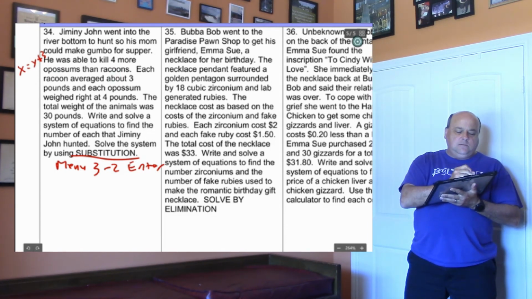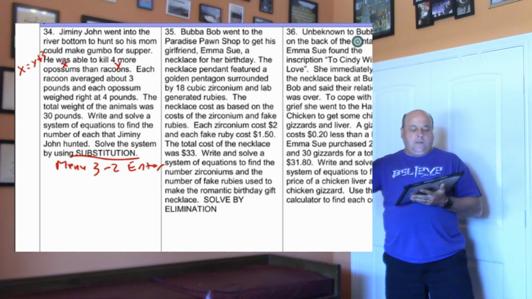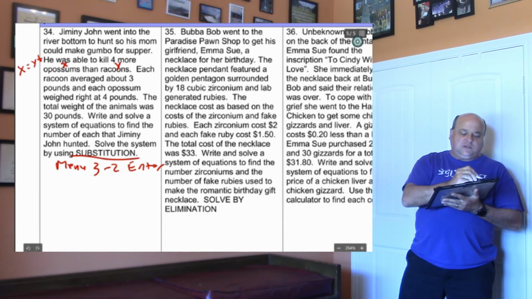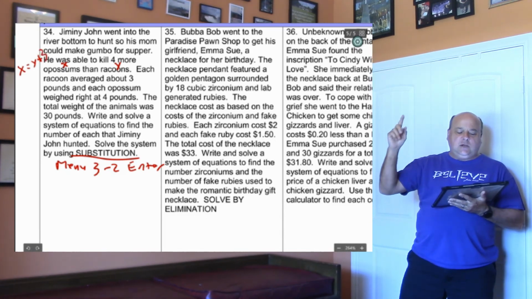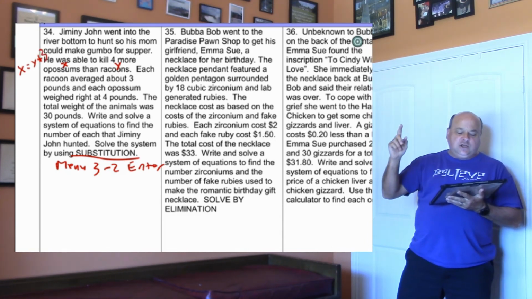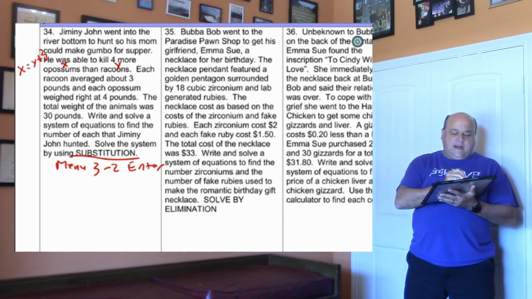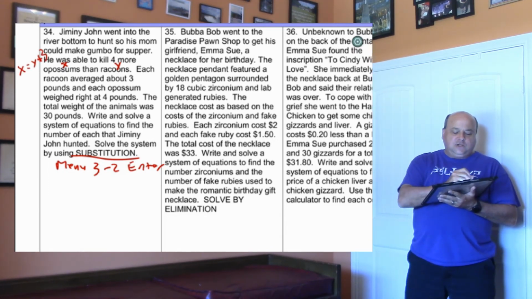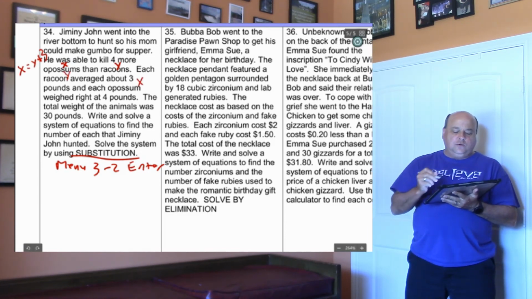X is the possum. Y is the raccoons, okay? So we killed more possums than raccoons. That's where the y plus 3 comes from. So x equals y plus 3. Each raccoon averaged about 3 pounds, and each possum averaged right at 4 pounds. So the x is possums, and the y is raccoons.